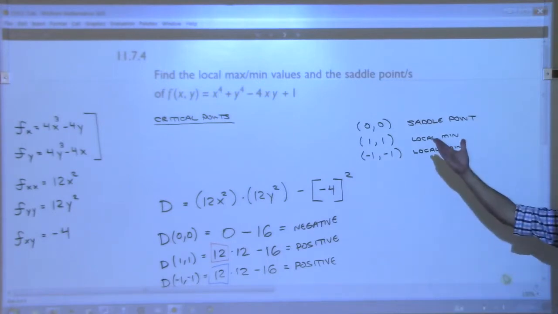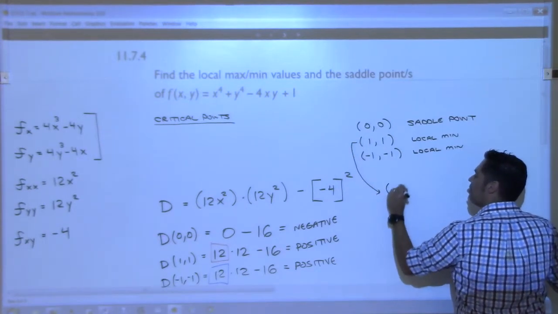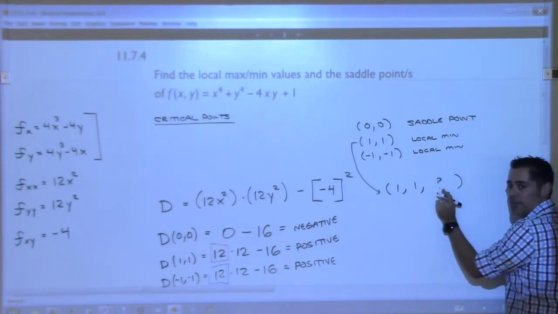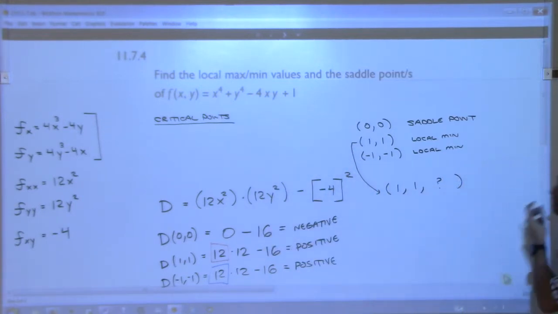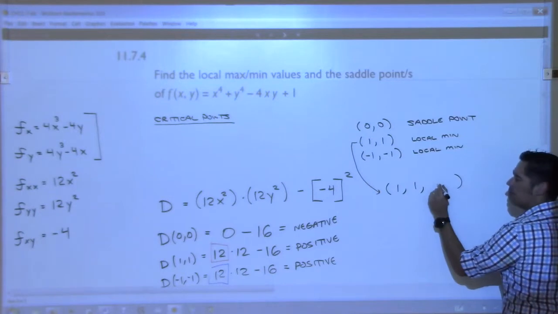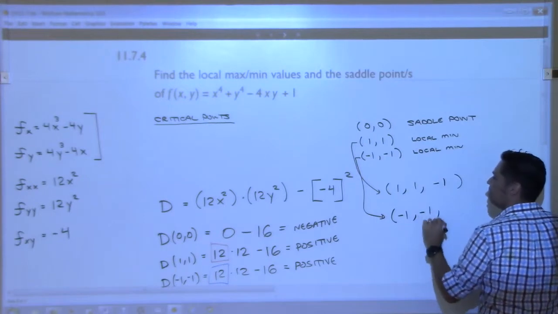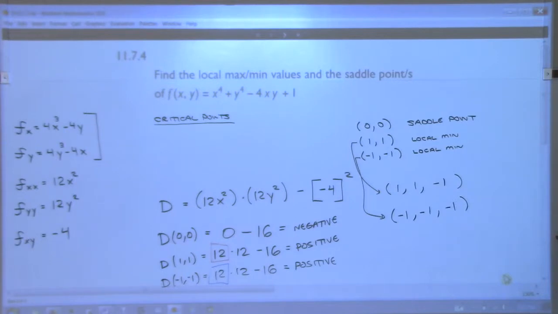Just plug them into the original function, right? To figure out this right here, I would like to know what that is as an ordered triple. Like what's the z coordinate for this point? So just take 1, 1 and plug it in to this. What would you get? You get 1 plus 1 minus 4 plus 1, so negative 1. Understand? And then what if you do this one? Negative 1, plug in, you should get the same thing, negative 1 again. So our local minimum value is negative 1.